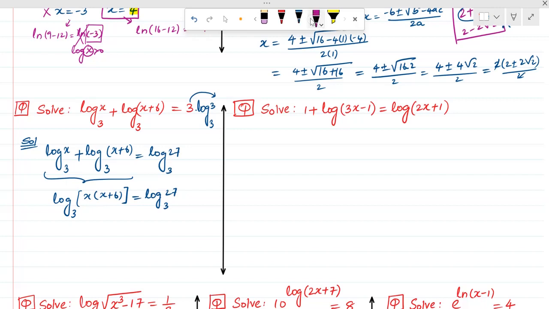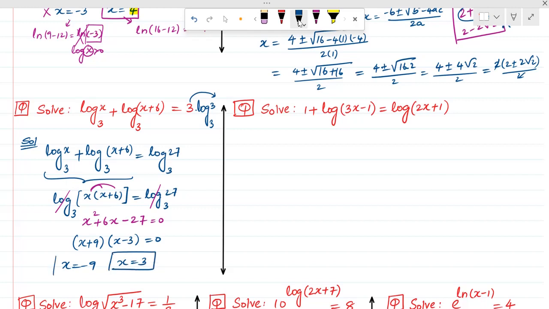Since it is the same base, both sides' logs get cancelled. So after multiplying, what will you get? You will get x squared plus 6x equals 27. I will move it here, so 27 becomes minus 27. Now it can be factorized. What is the factoring? x plus 9, x minus 3 equals 0. When you add, you get plus 6. When you multiply, minus 27. So what is the solution? x equals minus 9, x equals plus 3.